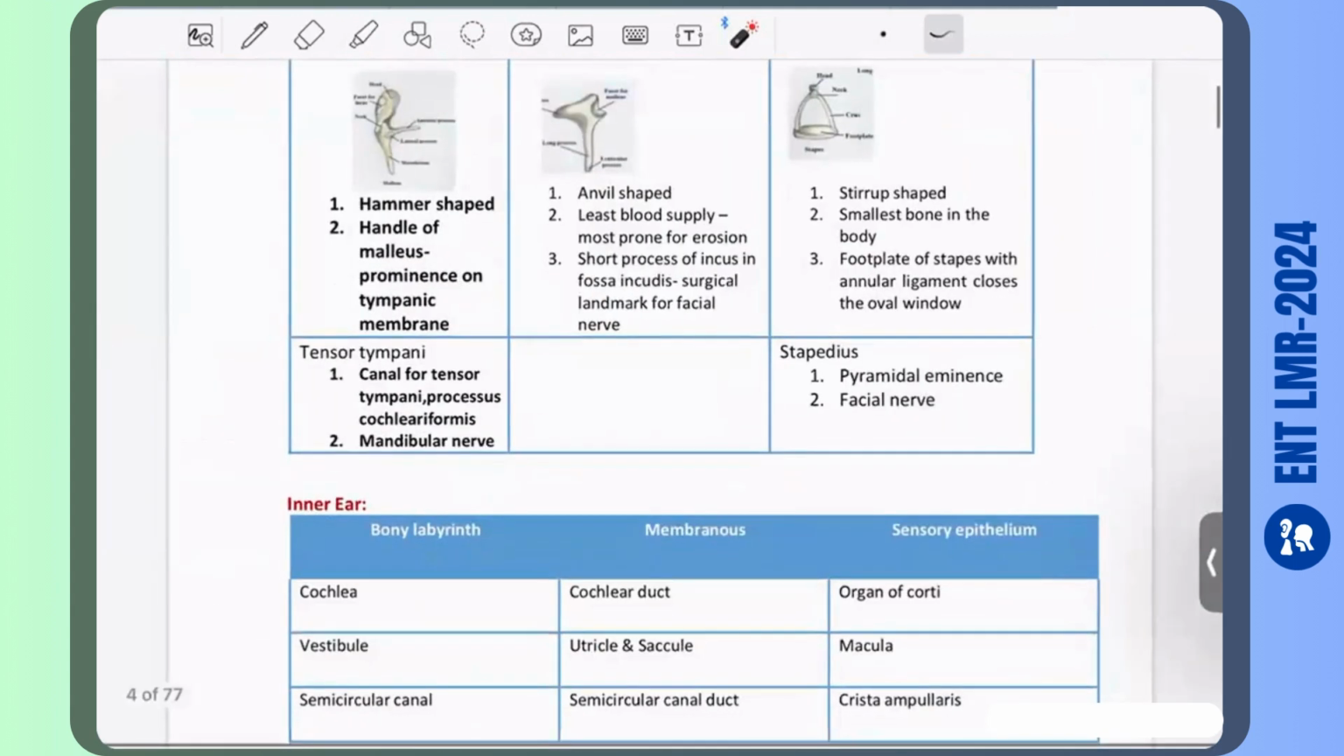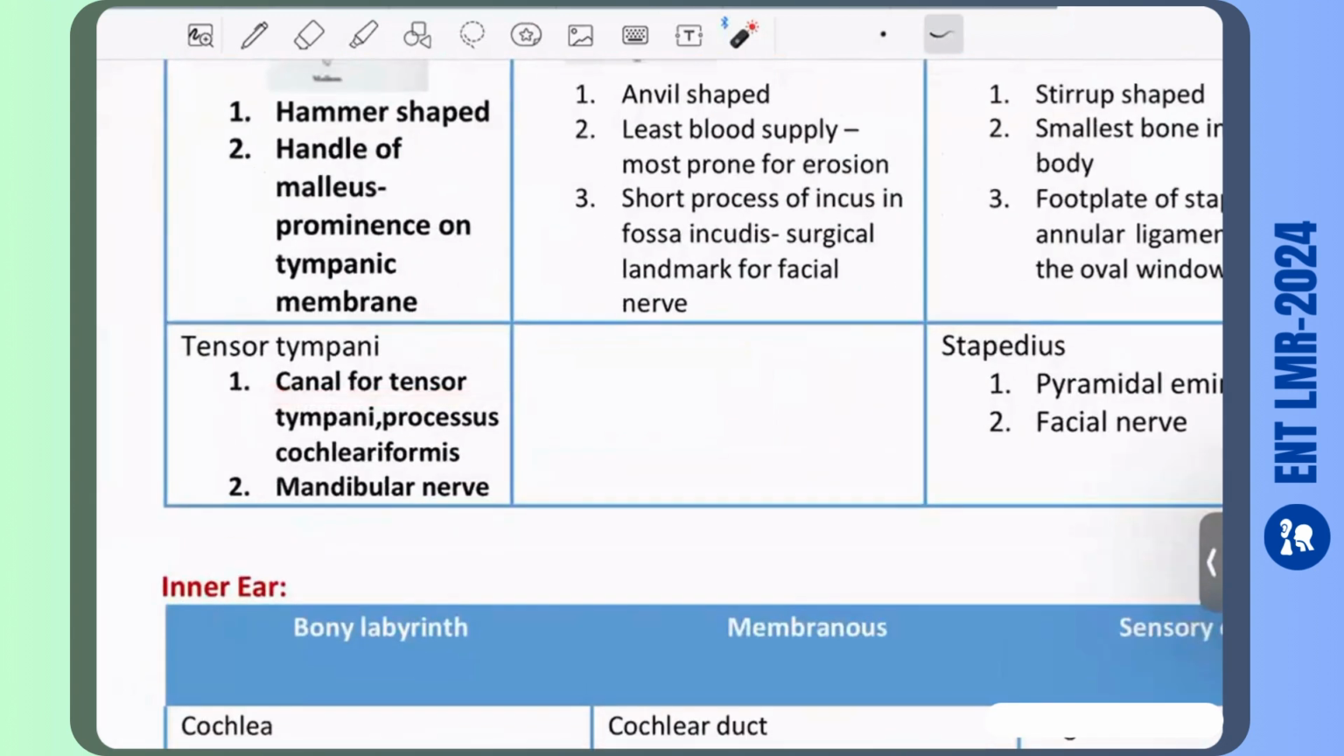So what are the muscles? The tensor tympani muscle originates from the canal for tensor tympani and the processus cochleariformis. And the nerve is the mandibular nerve. I have told you already. It is a first arch muscle, so the mandibular division of the trigeminal nerve.